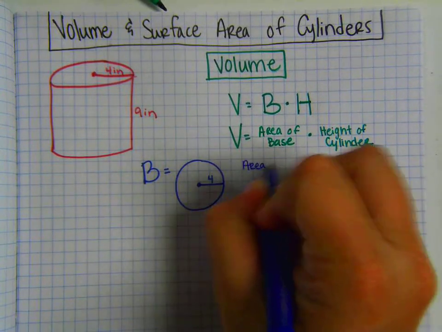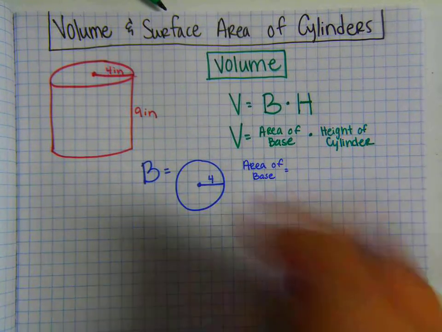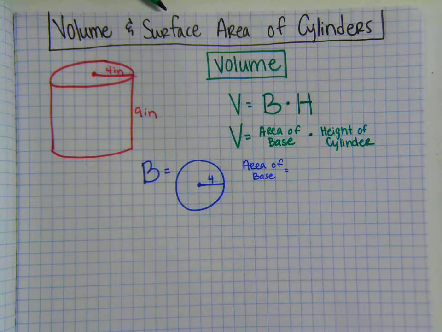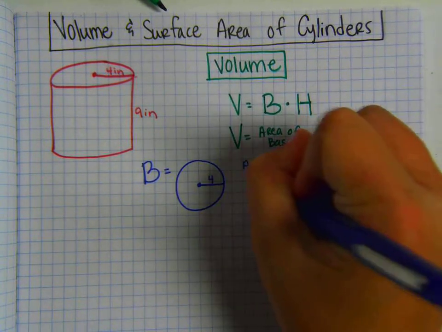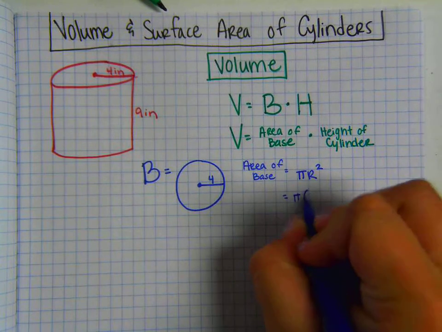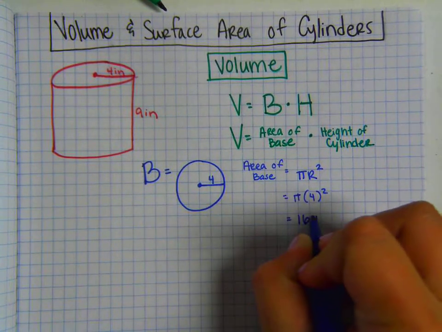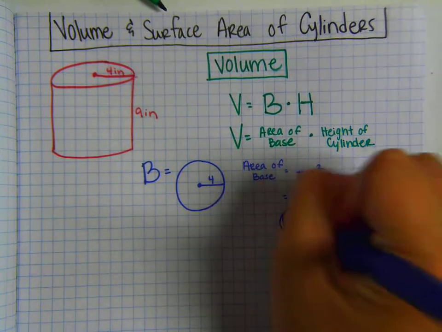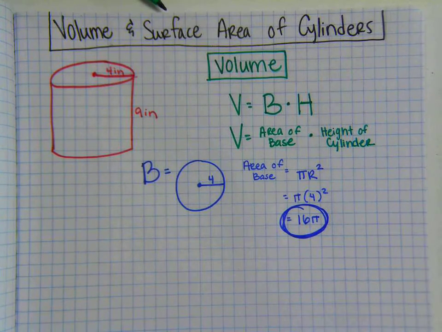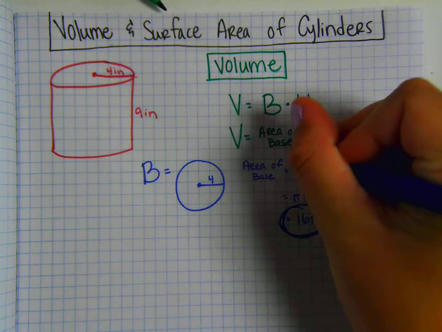So the area of the base, how do I find the area of a circle? Well, that's going to be pi r squared. So we're going to have pi times 4 squared, which is 16 pi. Now I'm going to circle that so that I always remember where my big B is. And that's going to get put right there for the area of the base.